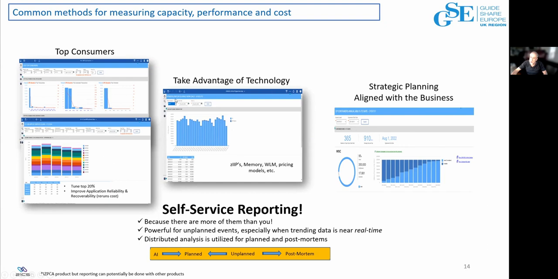With all this, there are tens of thousands of measurements that go on. So self-service reporting is really important to get to, with the flexibility where the end user can change the reporting and do their own reporting. It's really powerful to be able to do that.